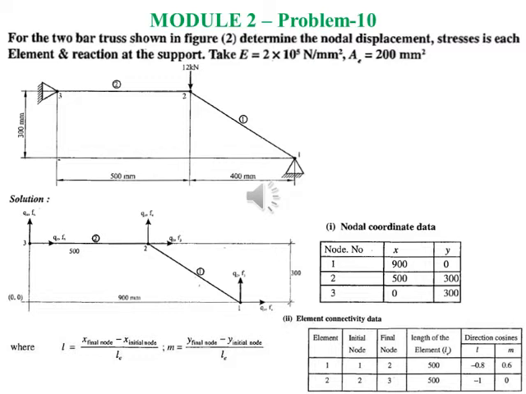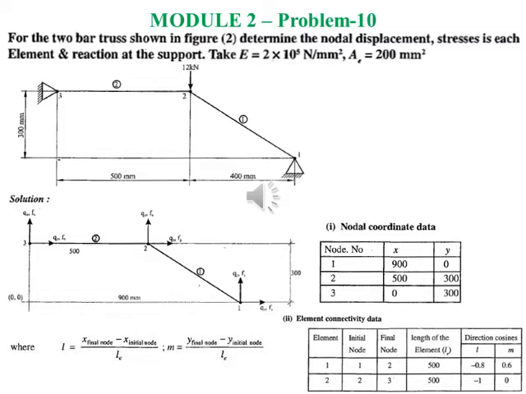There are two trusses, truss 1 and truss 2, and 3 nodes. So node 1, x is 900, y is 0. For node 2, x is 500, y is 300. For node 3, x is 0, y is 300. So element connectivity data. For element 1, initial node is 1, final node is 2. For element 2, initial node is 2, final node is 3.